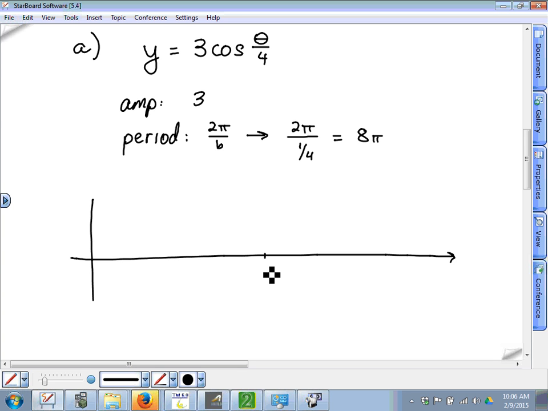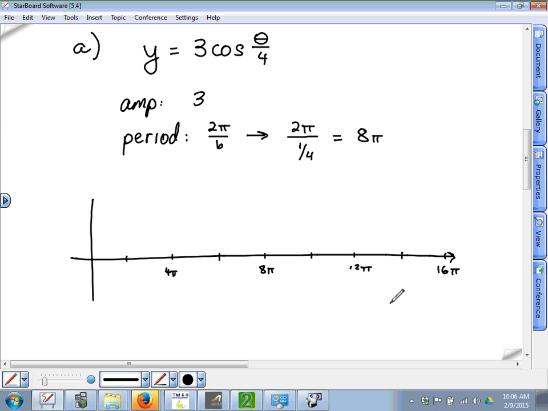So one cycle stops at 8 pi, and then the other cycle stops at 16 pi. I want you to graph two cycles here. What's halfway? 4 pi, and then halfway between 8 and 16 would be 12 pi. And then you got to mark up in between all of those.